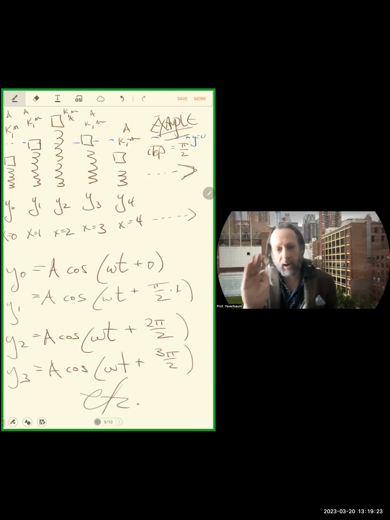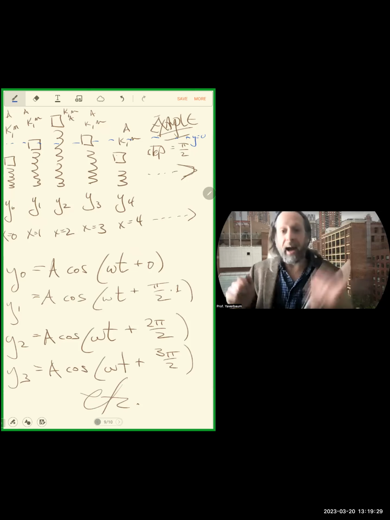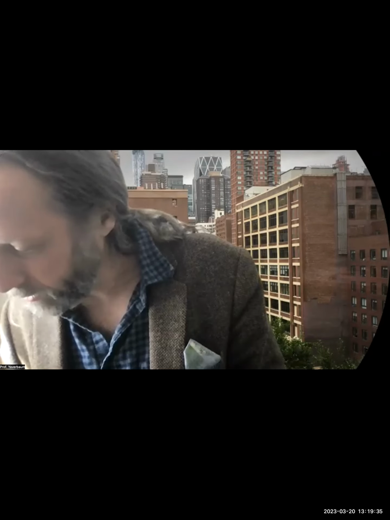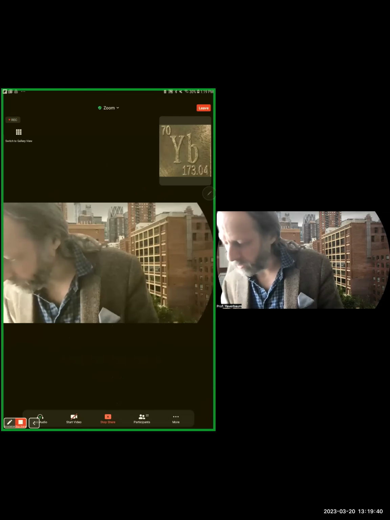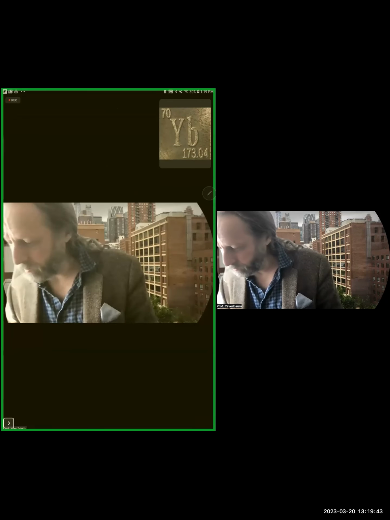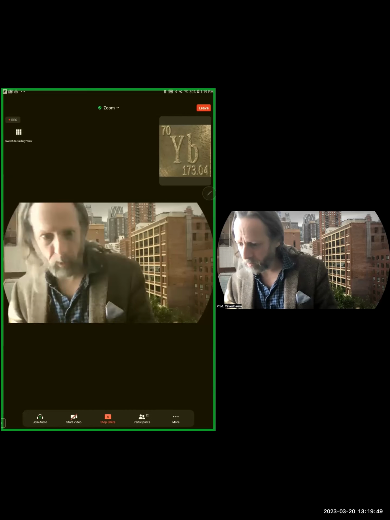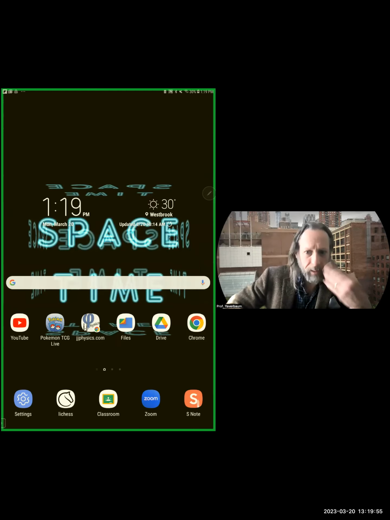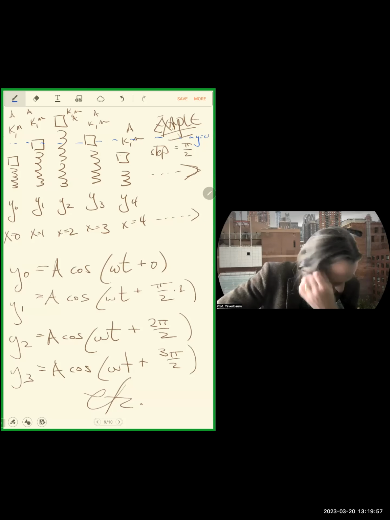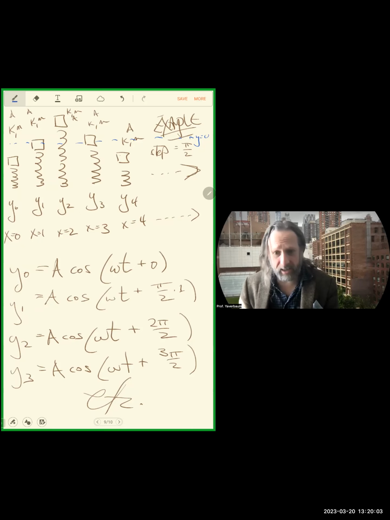So in this example, each oscillator was staggered in phase by another quarter cycle compared to the last one. Let me just put the board back. Hold on one second. So pi over 2 was the example of the phase step, the step in phase in this case.